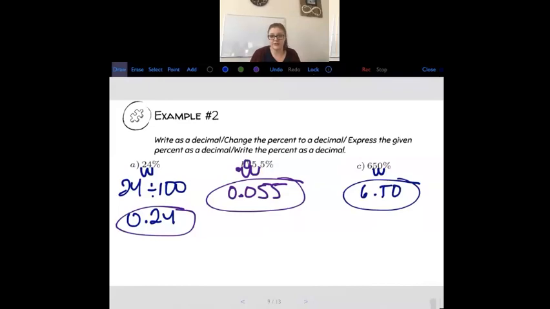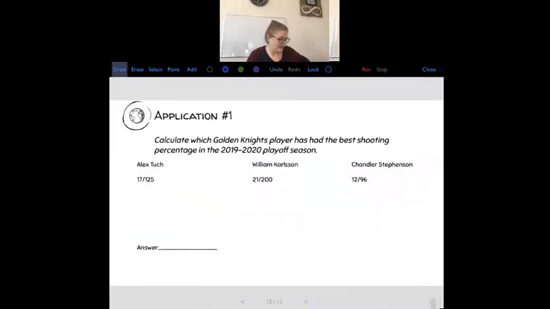Okay, and again, you could check your work. You could change these answers back into a percent, and then you should get what we were given originally. And just to show you an application of percentages, let's say we were given these shooting percentages of our Golden Knights players during the 2019-2020 playoffs season. So Alex Tuch, 17 out of 125, William Karlsson, 21 out of 200, and then Chandler Stevenson, 12 out of 96. Now the NHL has its way of calculating what it means to have a shot on goal, but for all intents and purposes, this is how many times they've made it versus how many times they've attempted it.